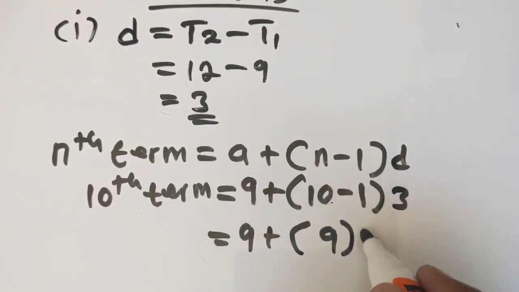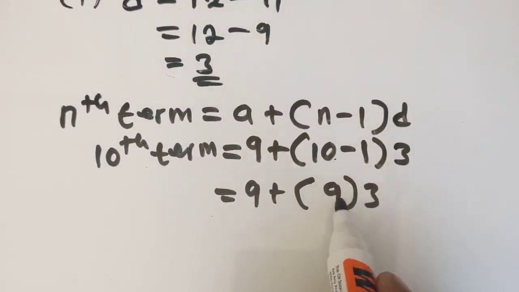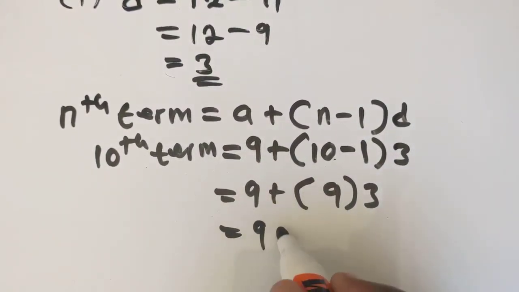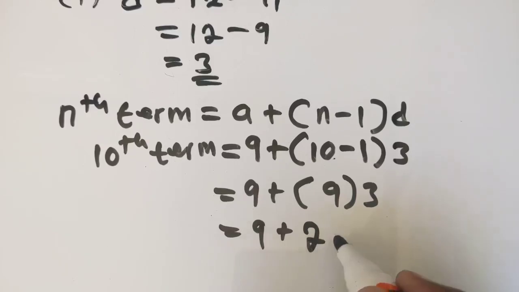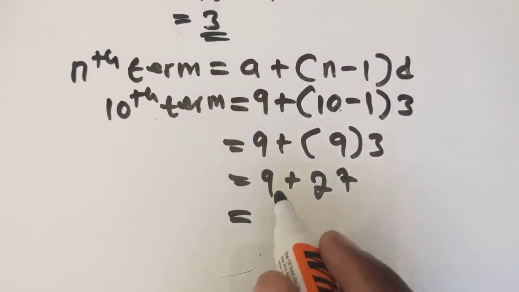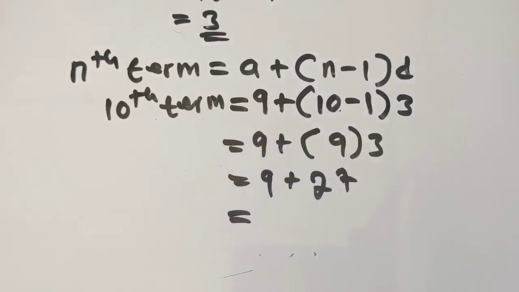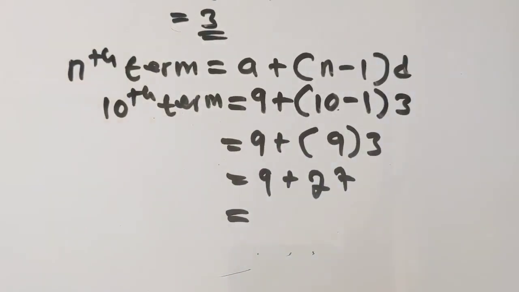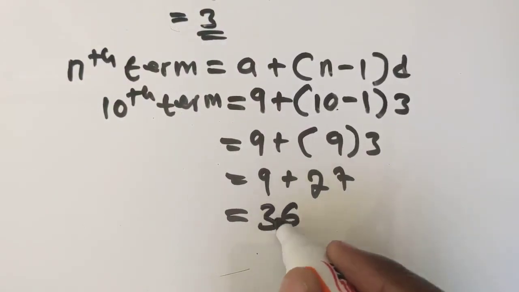Then there is a 3 this side, meaning that the 3 is supposed to multiply with everything in the bracket. So you're going to multiply 3 by 9. What is 3 times 9? It is 27. Then here there is addition, so you need to add. What is 9 plus 27? 27 plus 9 is 36.